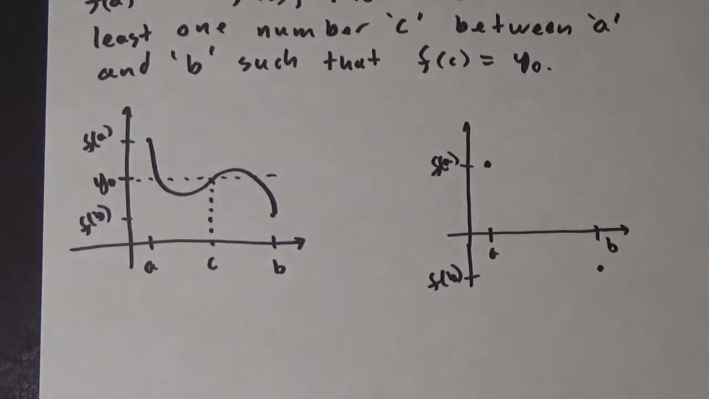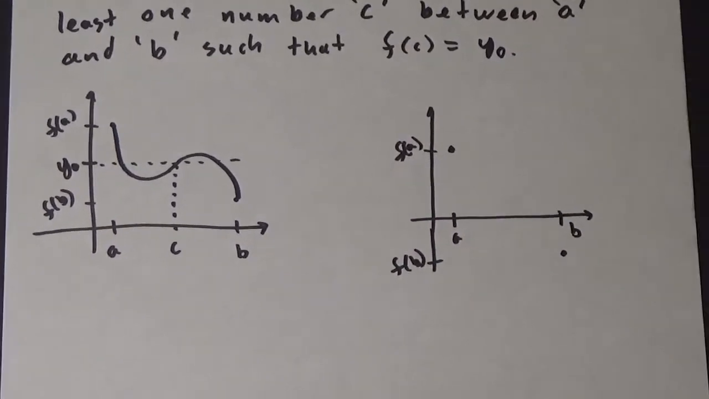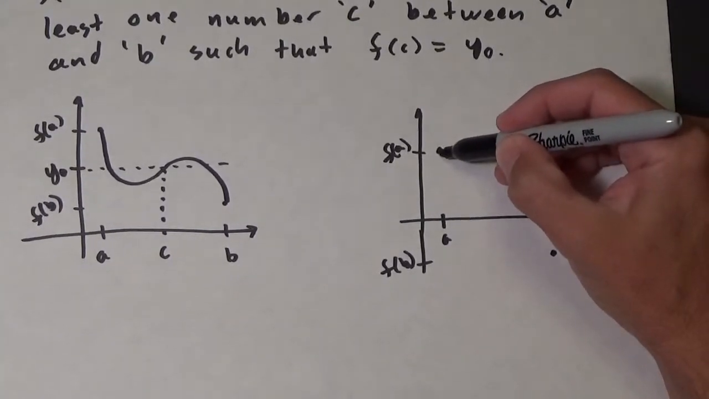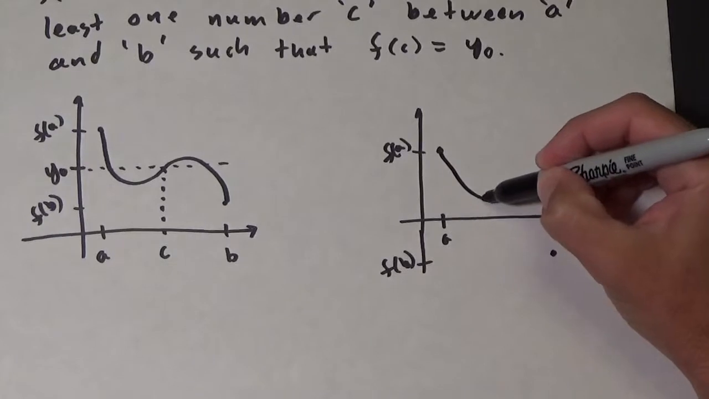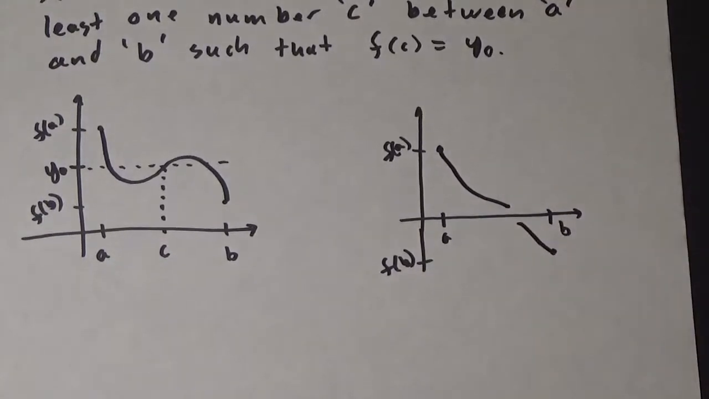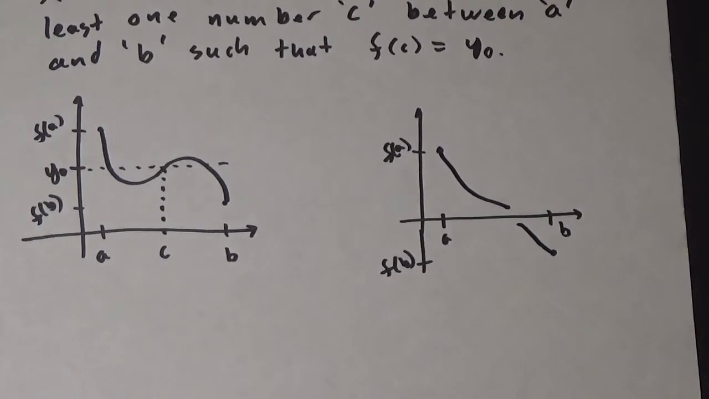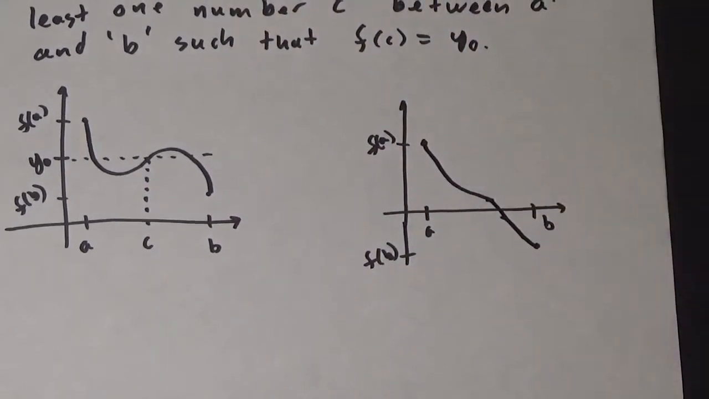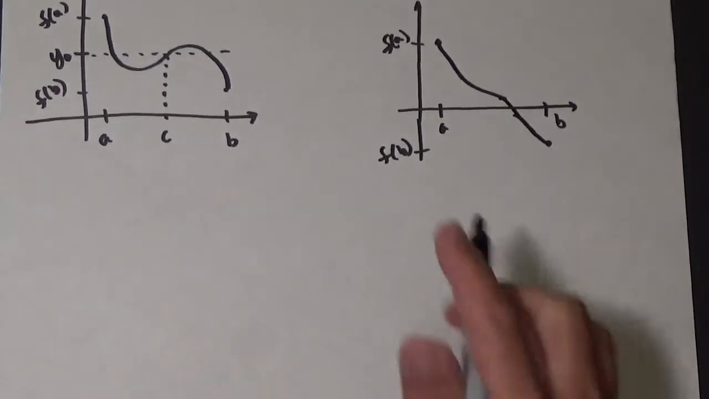Of course, the key to this is that it's continuous. If it's not continuous, let's give an example. Let's say it was not continuous. If it was not continuous, we could come here and then just jump down to here, and it wouldn't happen. So the fact that it is continuous is kind of key. Let's do an example.